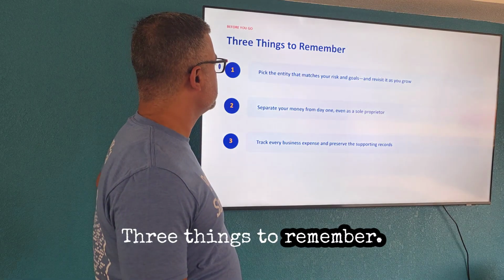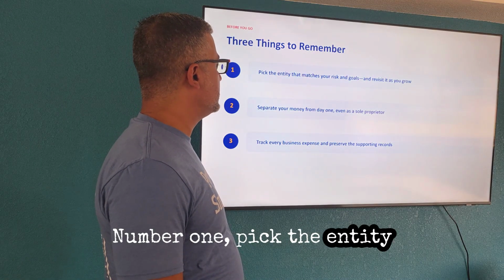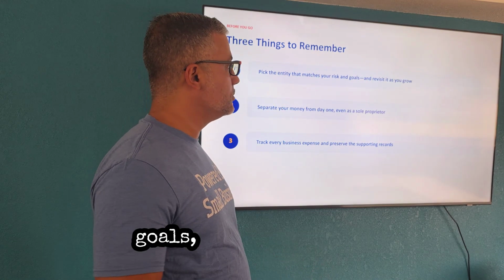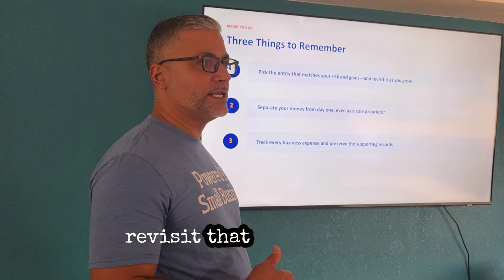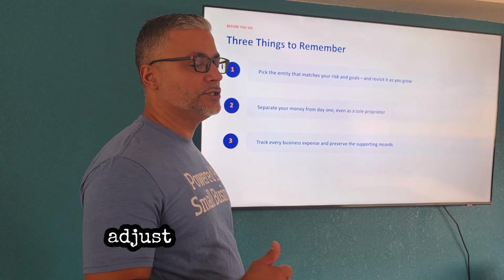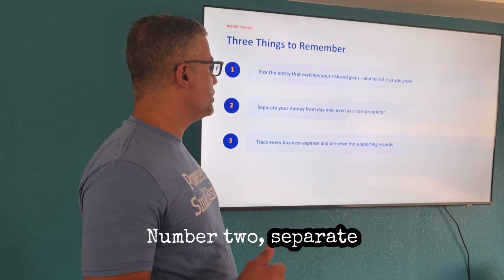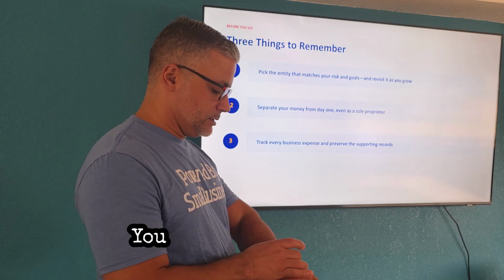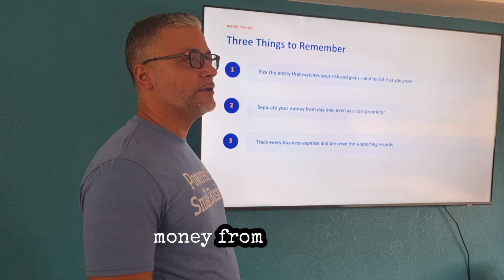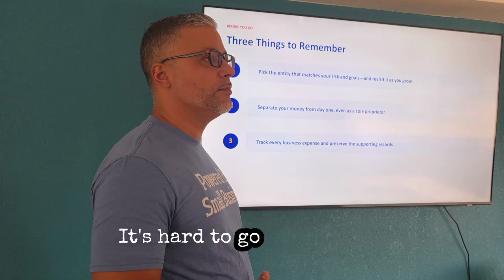Three things to remember. Number 1, pick the entity that matches your risk and goals. And you can also revisit that as you grow. Believe it or not, you can adjust your business entity. You can make changes to it. Number 2, separate your money from day 1. You gotta separate your money from day 1. It's hard to go back.